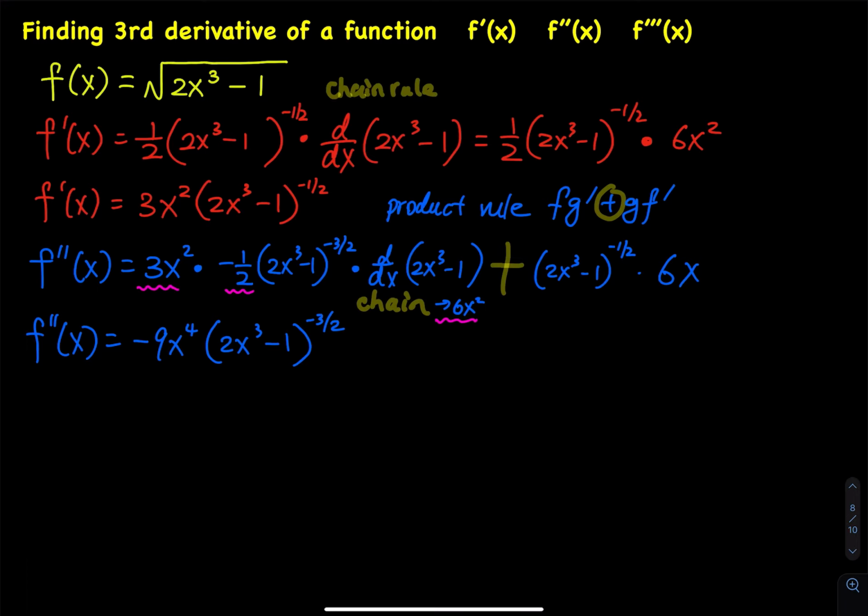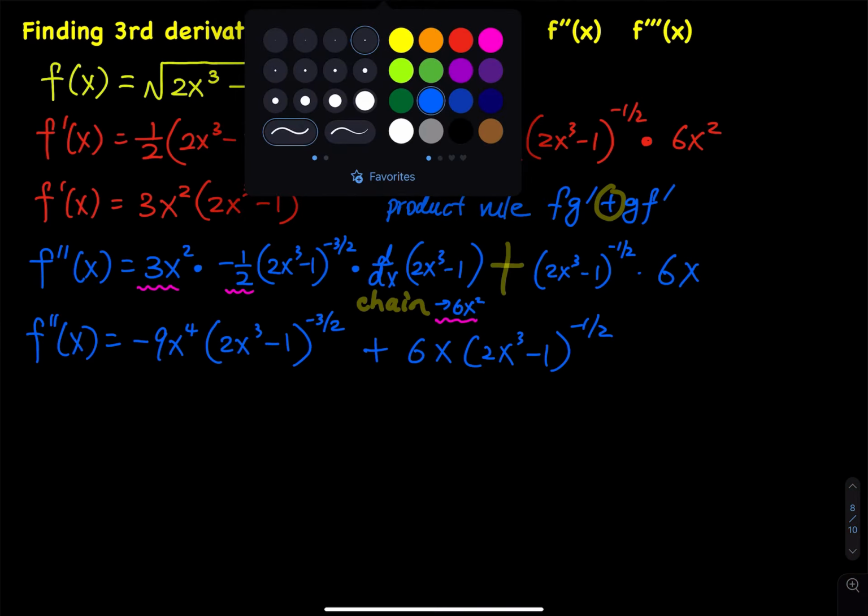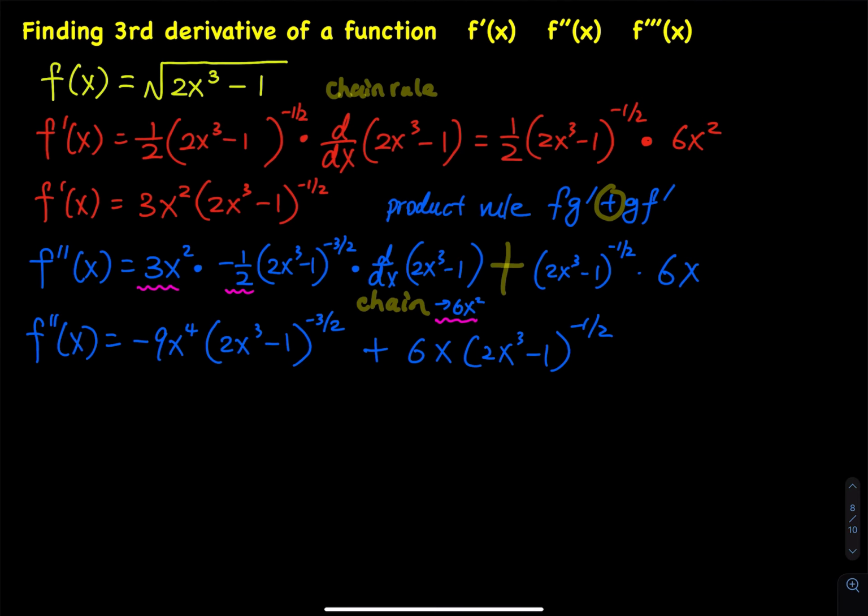All right, and then plus, we just copy this, 2x to the third minus 1, and then to negative 1/2. Anything else that we can do? I think that's it. So this is the end of the second derivative. All right, and then when it comes to the next derivative, let's switch to another color. So let's switch to green. So f double prime of x.